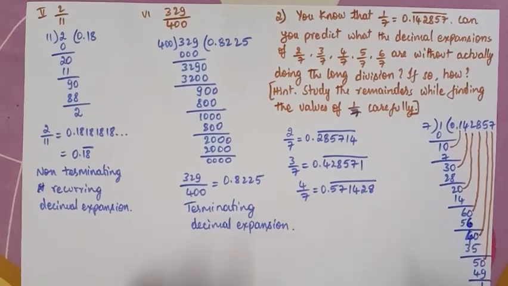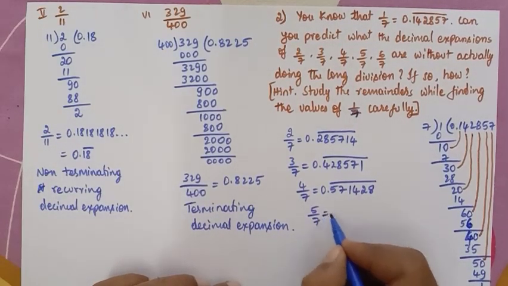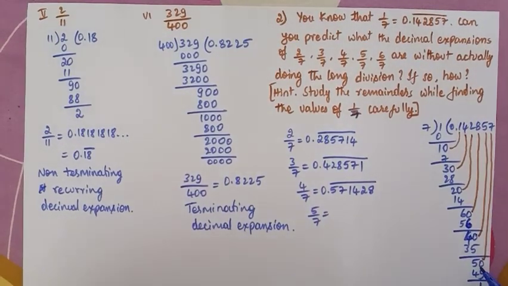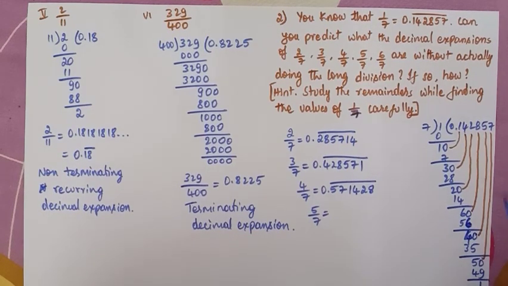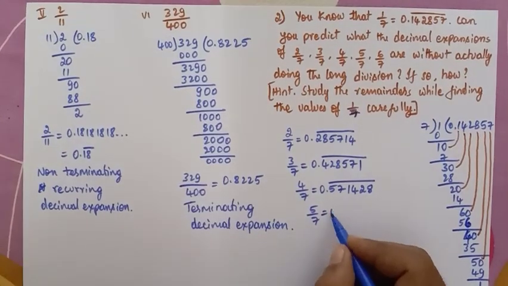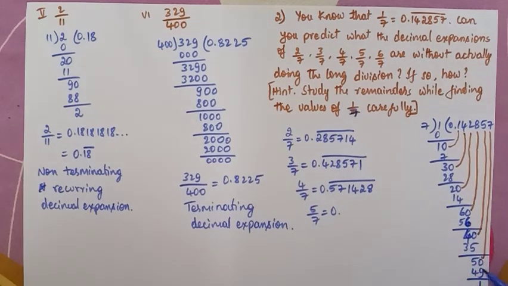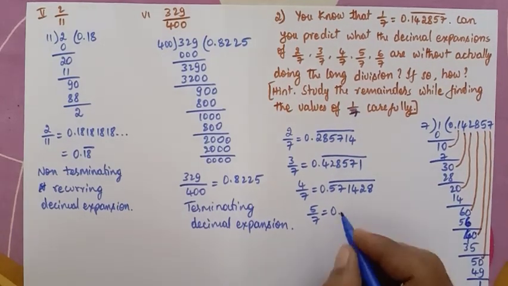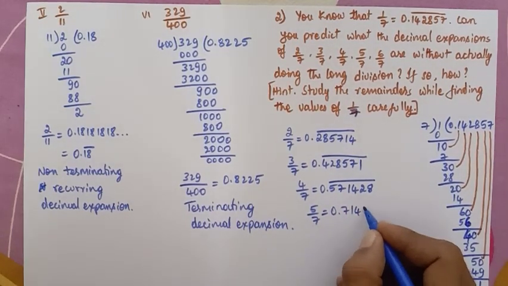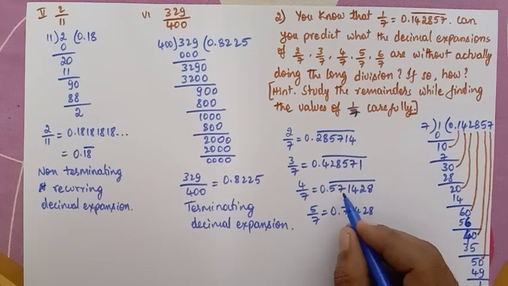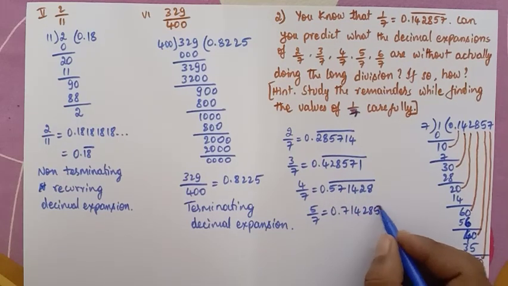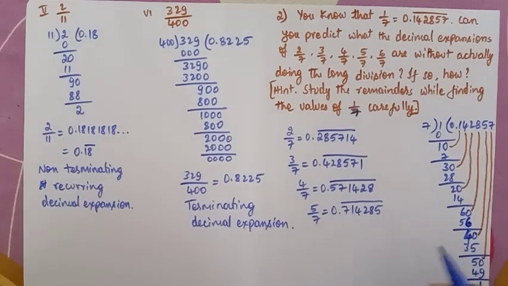Next one. What is that? 5 by 7. Where is 5? 5 is the remainder. Here it is there. So 7 7s are 49. Yes, right. You understood now? As this is 5, if we divide 5 by 7, this will be the first one: 5, 7 7s are 49. So it will be 0.714285 and then 7 1 4 2 8 5. Likewise it continues, and this will continue repeating.